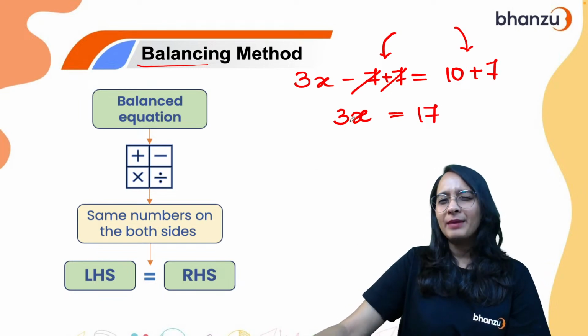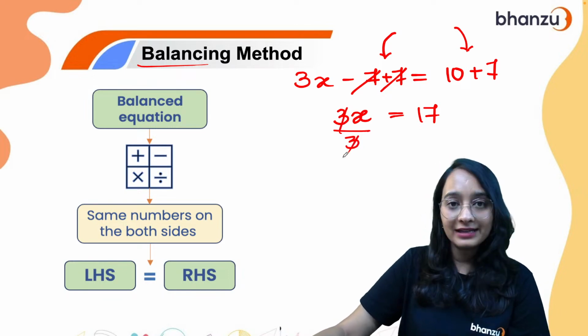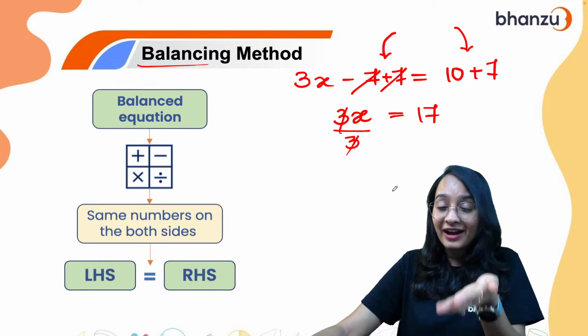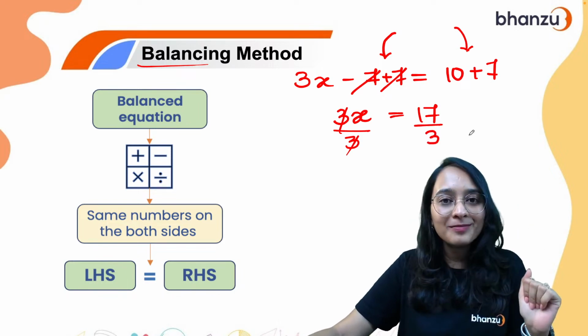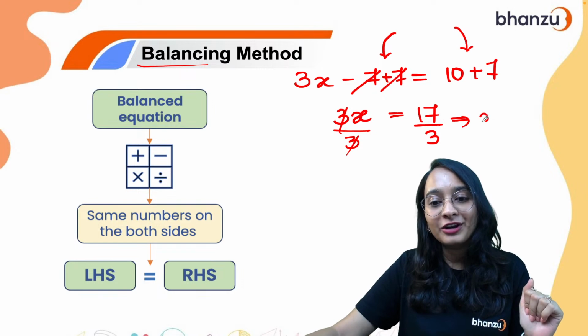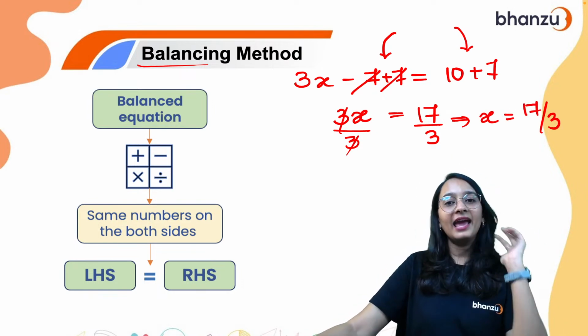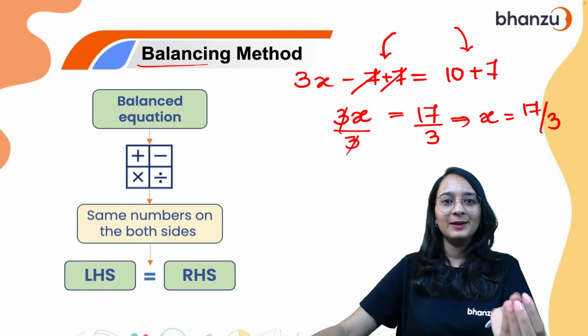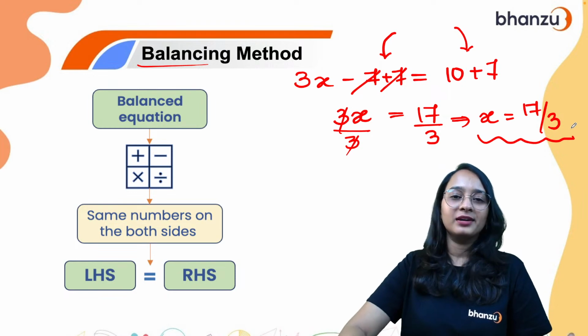Now, I have to somehow remove this 3. So, what will I do? I'll divide by 3 so that 3 and 3 will get cancelled. But since I have divided with 3 on the left hand side, I have to perform the same operation on my right hand side. So, what did we do? We found the value of the variable x. Easy peasy, pizza cheesy. Alright, so this is how the balancing method works.